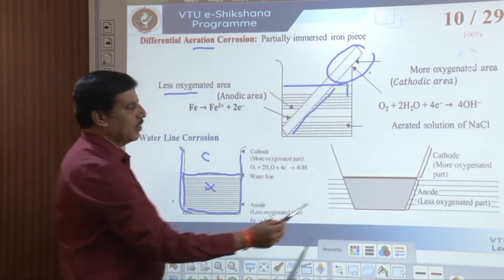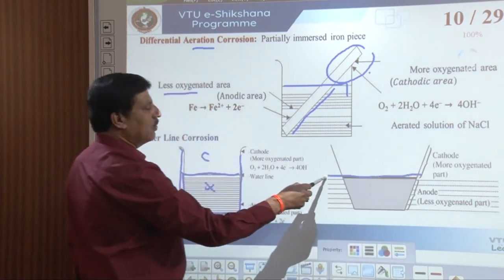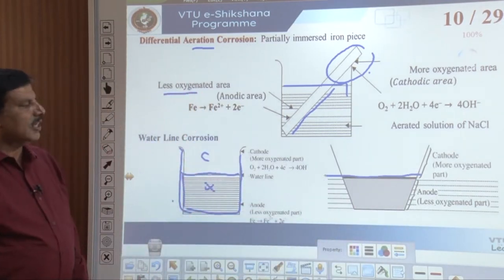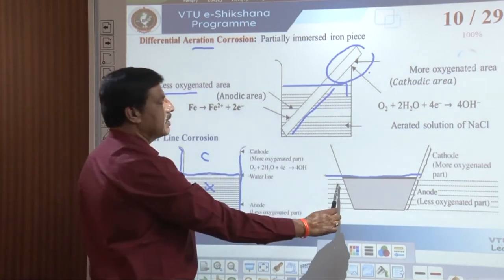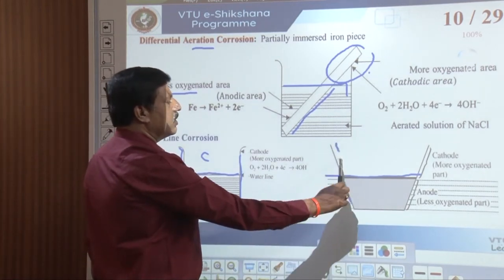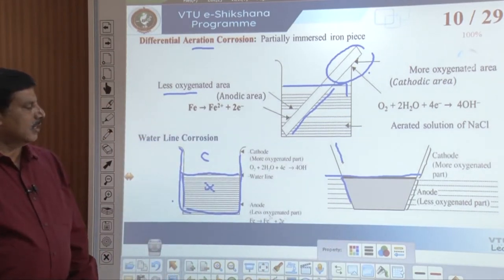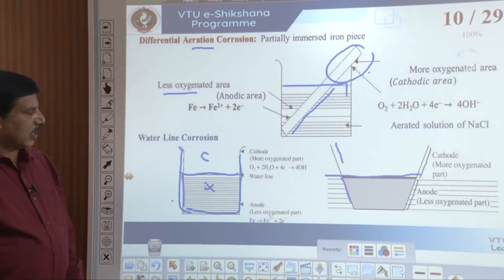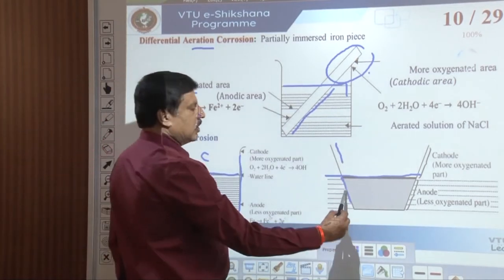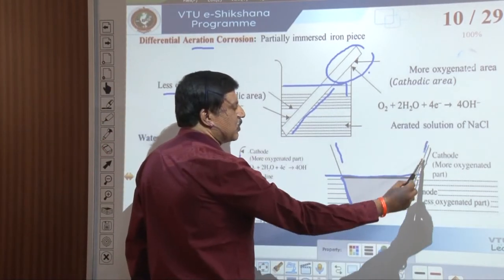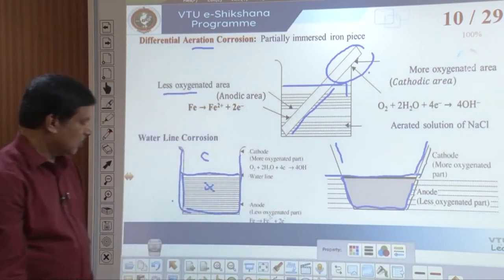Even in a ship, the part submerged in sea water is going to be corroded because it is less oxygenated, whereas the upper part is more oxygenated. That portion behaves as cathode and the other portion behaves as anode, so corrosion takes place at the submerged portion. The remaining portion behaves as cathode and is protected.